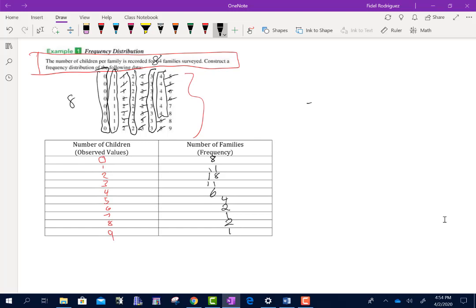Okay, so let's see what that means. That means that there are 8 families that have no children, 11 families that have 1 child, 18 families that have 2 children, 11 families that have 3, 6 families that have 4, 4 families that have 5 children, 2 families that have 6 children, 1 family has 7 children, 2 families have 8, and there is 1 family that has 9 kids. That's what all that's telling me. That's all the frequency distribution means.